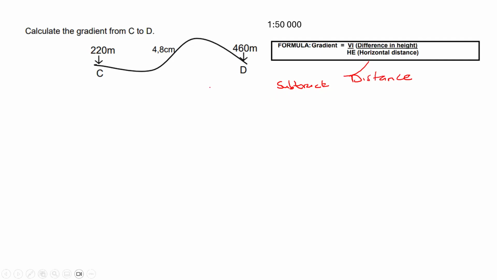All right. So let's get to it. The first thing that we need to do is to calculate the horizontal distance. Allow me to just write HD. And then we know that it will be the map distance. In this case, we are given 4.8 centimeters. We multiply by the second number on the scale ratio, which is 50,000.